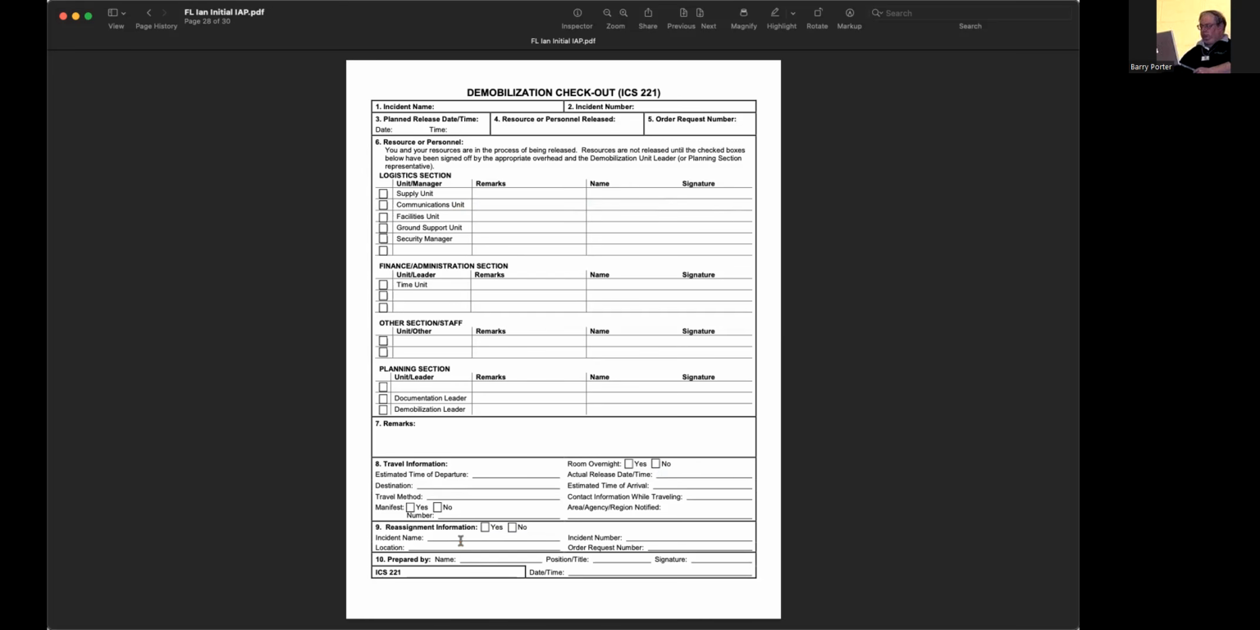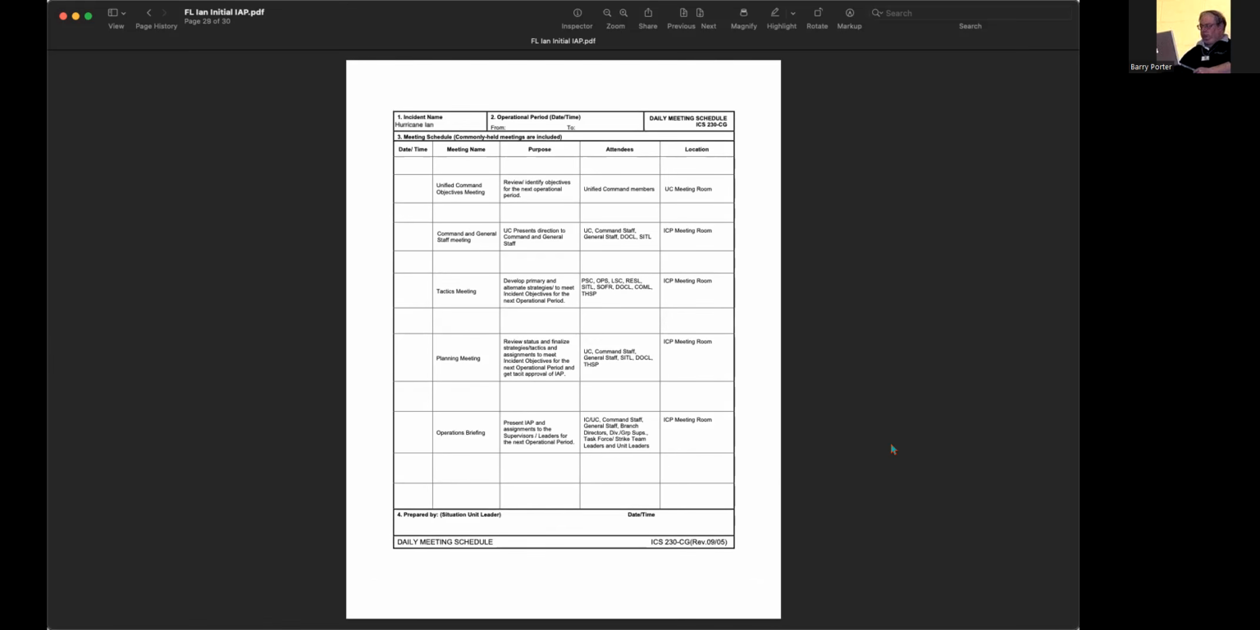And if you're going to be reassigned, you can say yes or you can say no, and reassignment to which incident and which location, and its incident number. And then at the end, the person that fills it out puts the name, position title, and signature and date.